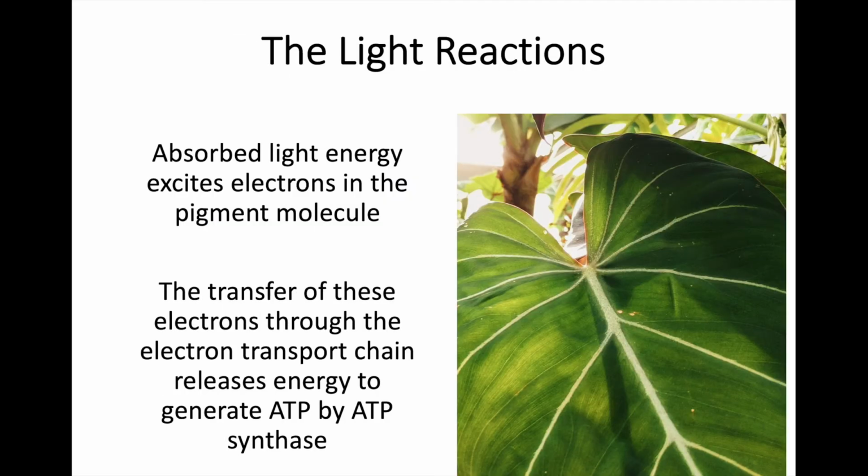Okay, so first of all, in the light reactions, absorbed light energy is used to excite electrons in the pigment molecule. So we use this term quite a bit in terms of excitement. These electrons are now very active, they're excited, they're basically bouncing around like a hyper child. And what's happening is that the transfer of this electron through the electron transport chain releases energy to generate ATP by the enzyme ATP synthase, which you might remember, or hopefully remember, from our Unit 2, where we covered cellular respiration.